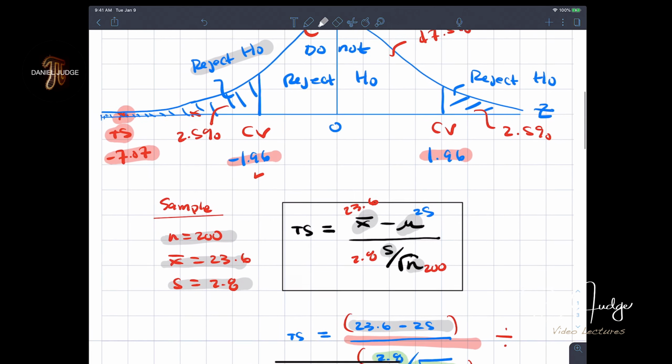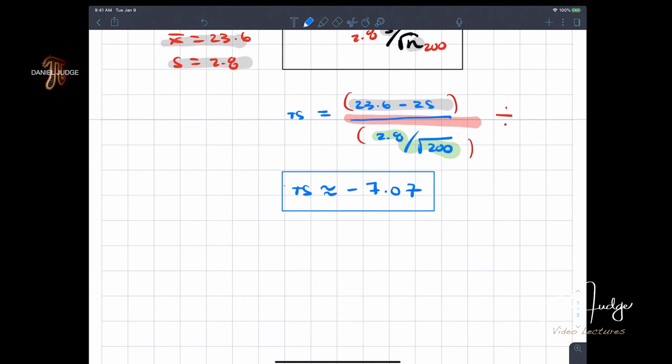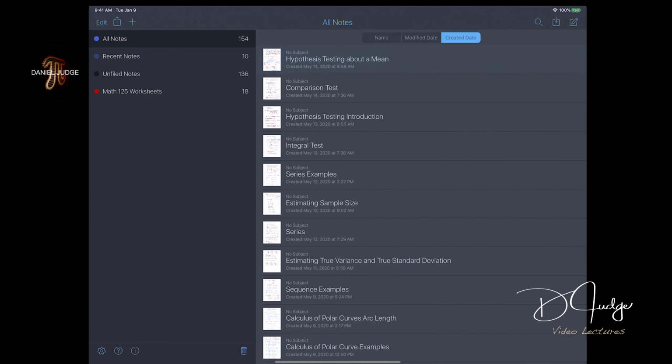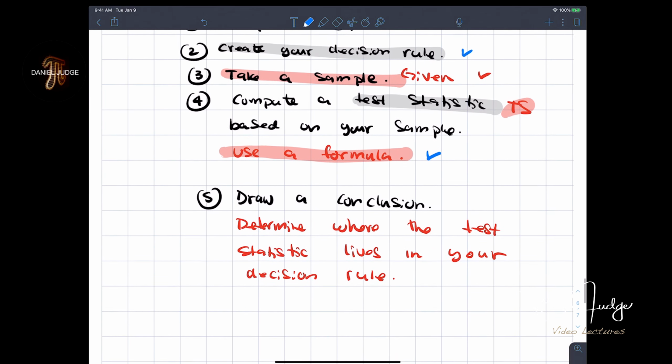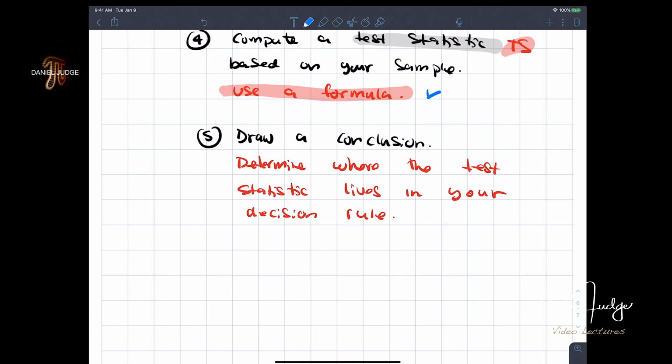So let's be careful here. I'm going to write down the phrase reject the null, and then I'm going to go to the format here. You see, yes, we took a sample. Not really. We just wrote down the sample information they gave us. Yes, we computed the test statistic using the formula. We got that negative 7.07 value. And what does it say here? We now have to draw our conclusion. Determine where the test statistic lives in your decision rule. So let's try to draw a conclusion.